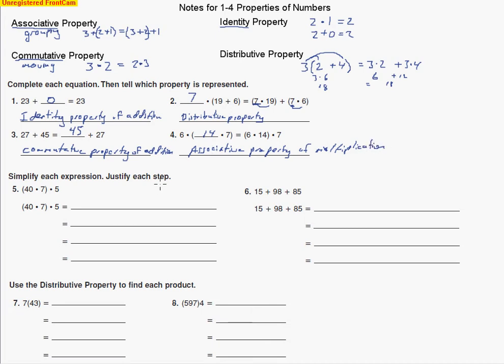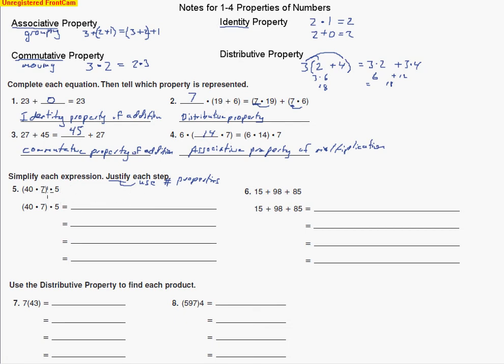Well, looking at our next set of directions, it asks us to simplify the expressions, but we need to justify each step. So justify means that we need to use number properties. These number properties that we were talking about earlier, the associative, the commutative, identity, distributive, that's what we need to use in order to simplify this.